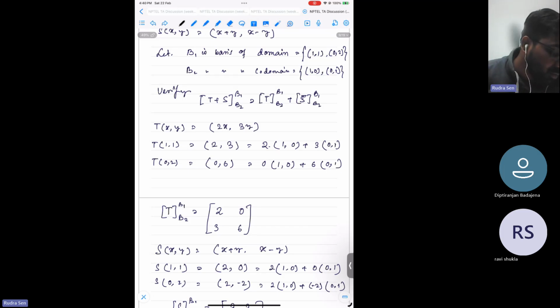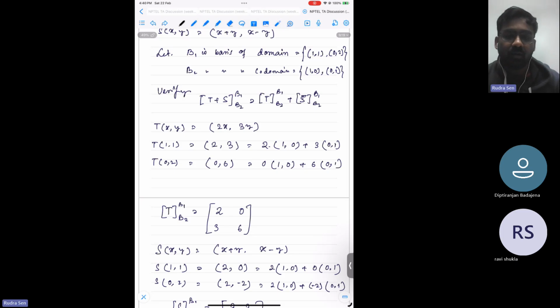Because if you see 0, 2, there is no x element, right? And if you see 1, 1, both x and y exist. So that means we can say that these 1, 1 and 0, 2 are linearly independent and they can span the whole space. Let's say instead of 0, 2, if it's 0, 1, it can span the whole space. So 0, 1 is basically the downscaled version of 0, 2, right?